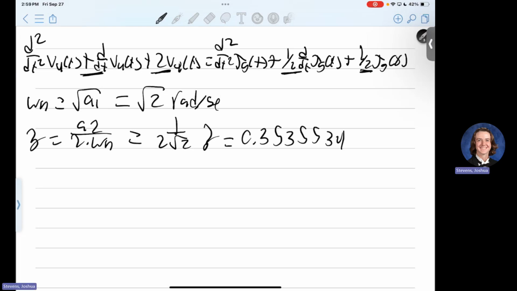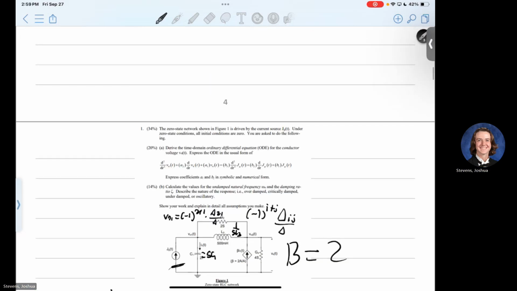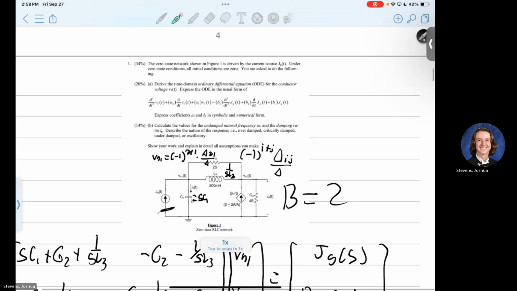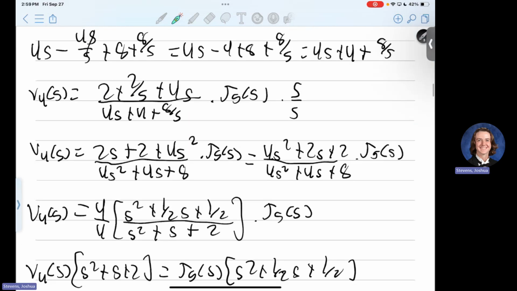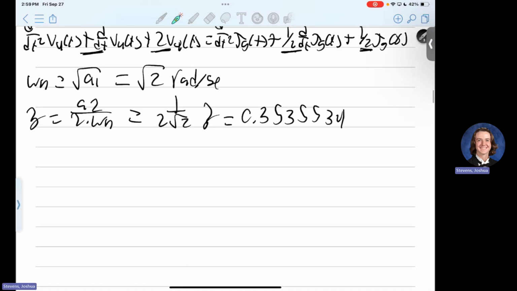Yeah, it's just A2. So, another thing he mentioned, nature of response. Overdamped, critically damped, underdamped, oscillatory. We got 4 things. I'm just going to tell you what zeta could be. Based on the number that we are given, is it undamped, underdamped, critically damped, or overdamped?